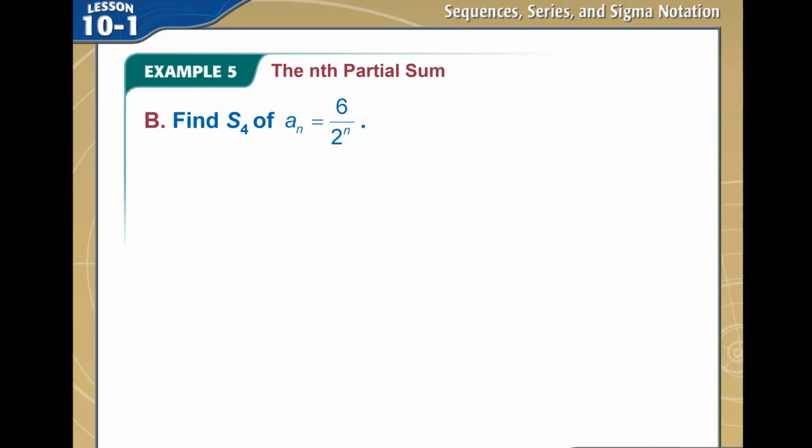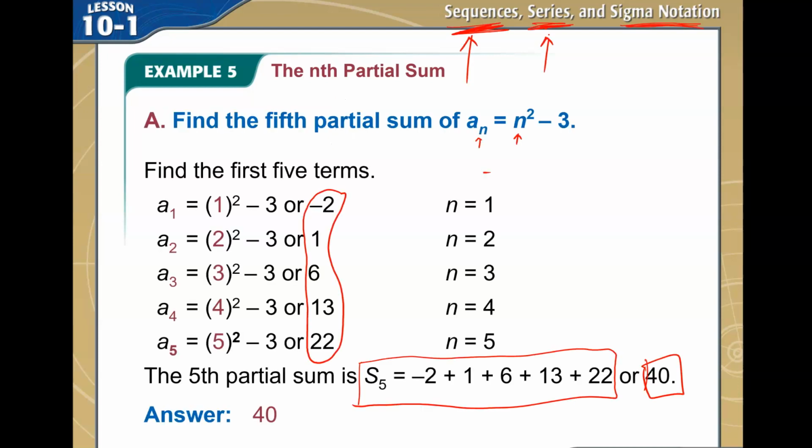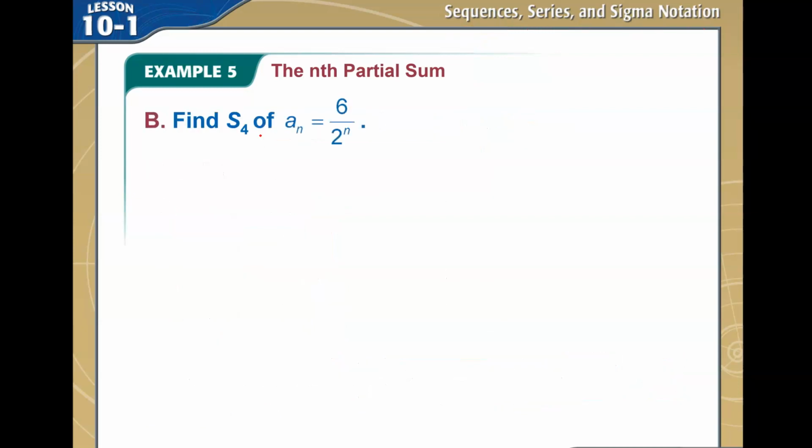Find S4 of a_n = 6 over 2^n. Now look, this question is the same, but they're asking you in a different way. Before, it was written "find the fifth partial sum." Here it's written "find S4."